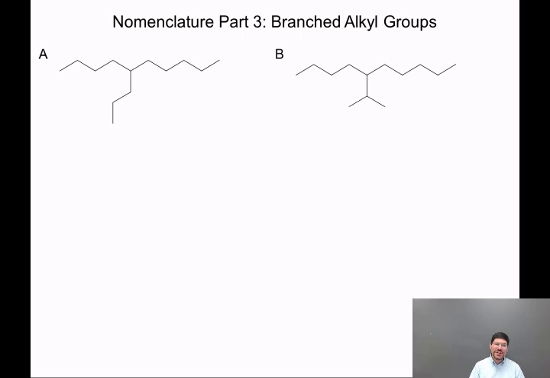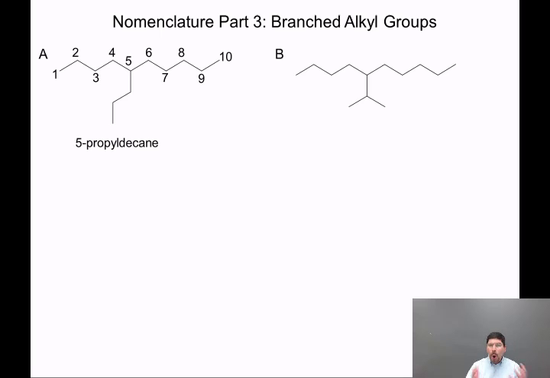If we count how many carbons there are in the longest chain, there are 10 carbons in the chain going from left to right. Therefore, this is a decane derivative. And the substituent is a propyl group, a 3-carbon group coming off of carbon number 5. So naming this molecule is fairly straightforward. It is simply 5-propyl decane.